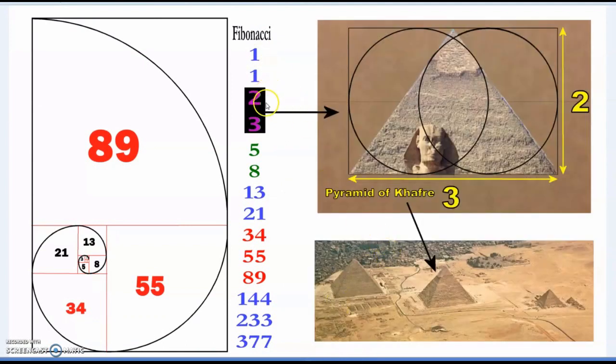So we begin with the Fibonacci numbers 2 and 3. Just like the vesica piscis, one circle with the center, second circle has a center on the edge of the first. They're both the same size. It creates a 2 to 3 ratio, and that gives us the Khafre Pyramid. If it's 3 wide, then it's 2 high.